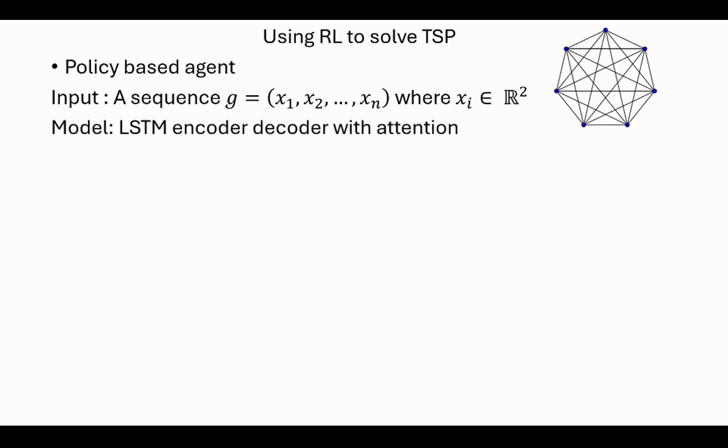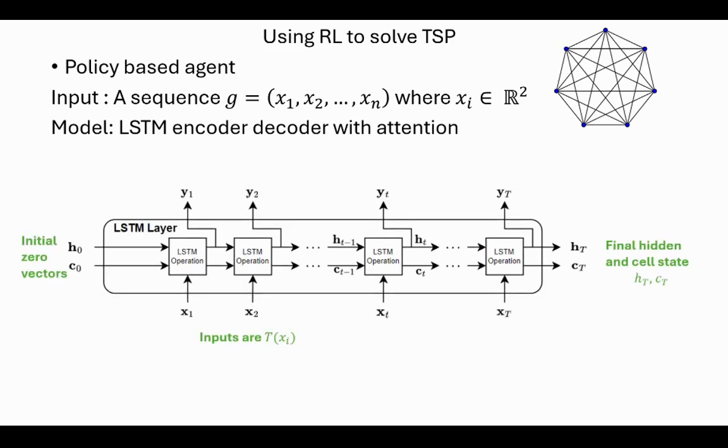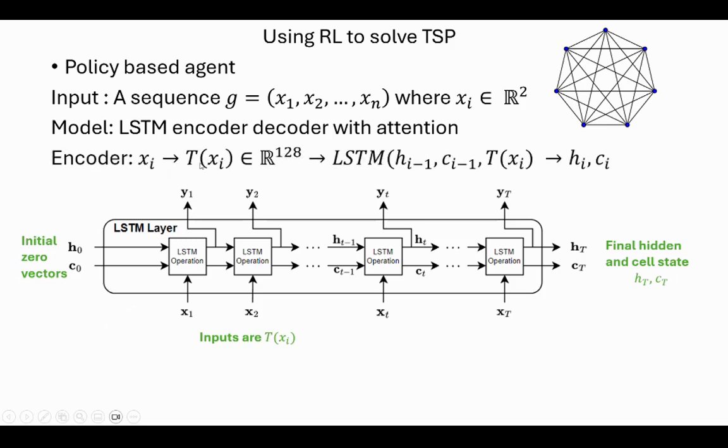Our model is an LSTM encoder-decoder with an attention mechanism. The initial states of the LSTM are the zero vectors. The input is passed through a linear map to embed it into 128 dimensions. It's passed into an LSTM with the previous hidden and cell state to produce the next hidden and cell state.